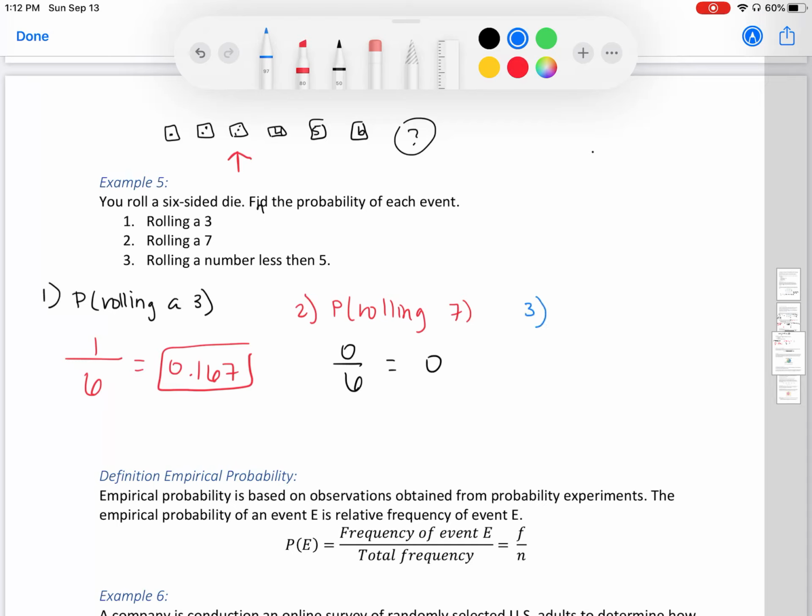Third one, rolling a number less than 5. So if I look at my options, I have numbers 1 through 6. The numbers that are less than 5 are 1, 2, 3, and 4. So those are 4 numbers. So P(less than 5), I have the numbers 1, 2, 3, and 4. So those are 4 numbers out of the 6. 4 out of 6. If you want to reduce your fraction, that's 2/3. However, if you're punching a calculator, that gives you about 0.667.